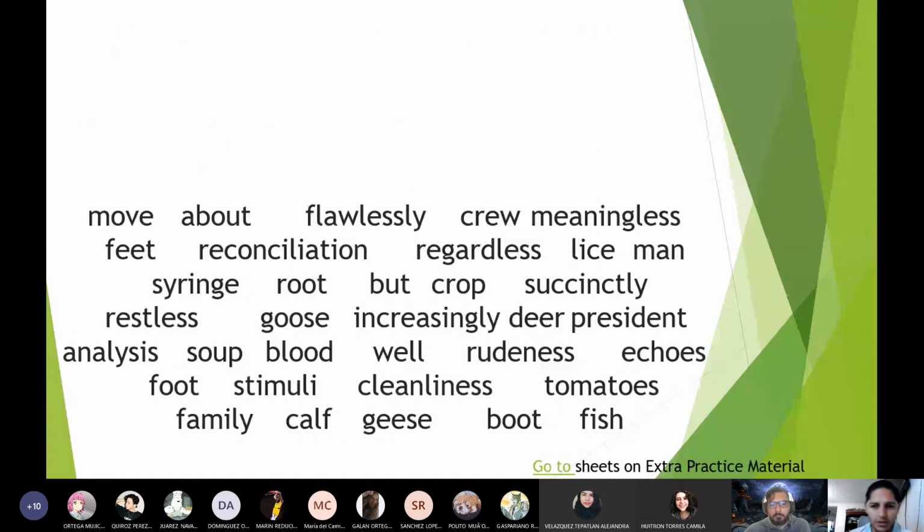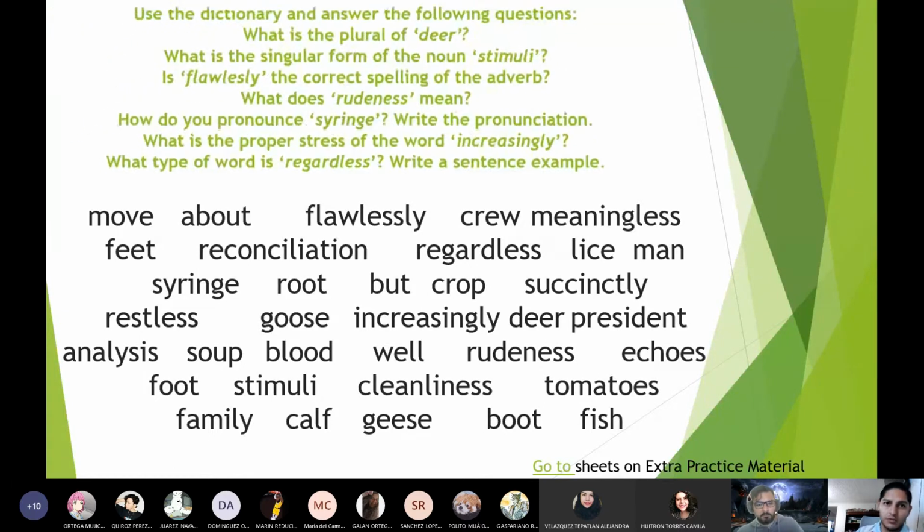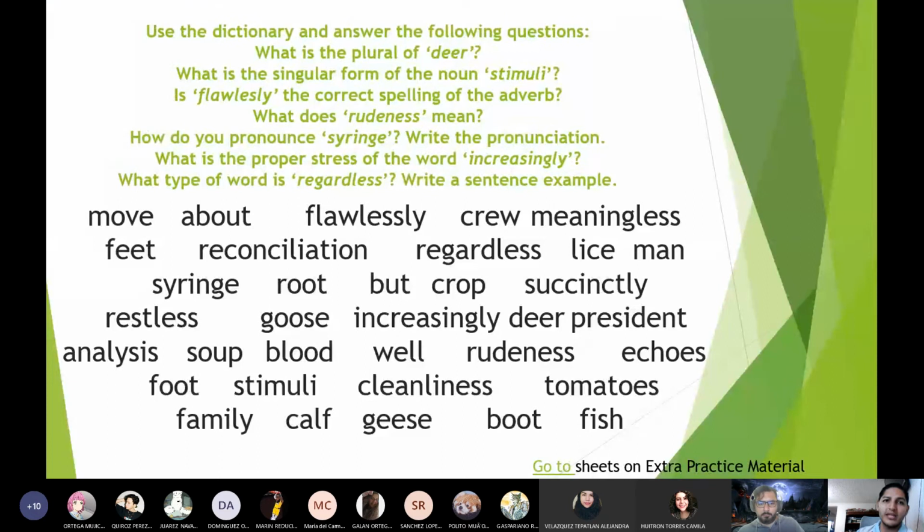Take a look at the words we need to present for the following week. Take a look at them, okay? We're about to finish. I have a couple of questions for you that I want you to solve. Those are the questions. Check it out. You can use a dictionary, an online dictionary.